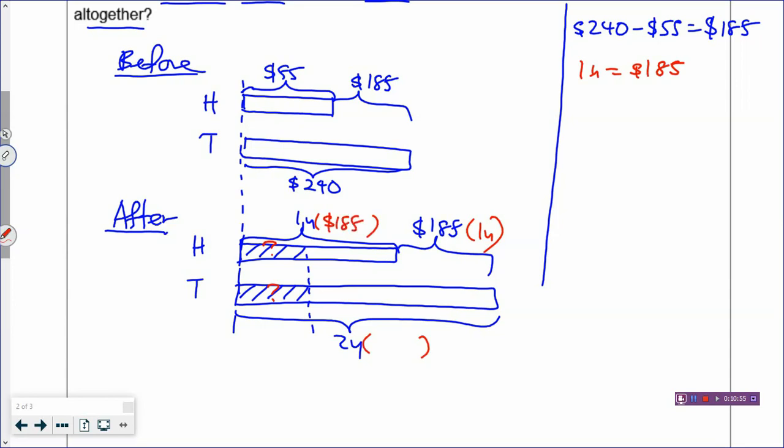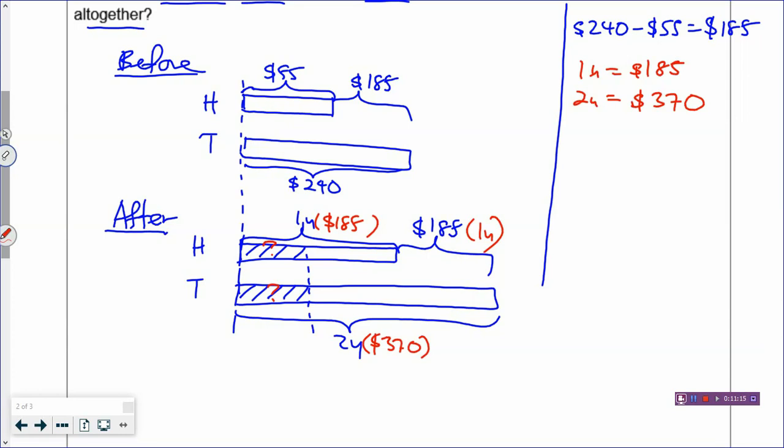So how much is 2 units? So 2 units will be 185, and you times 2. So 185 times 2, and you get $370. So which means that over here, Tim has $370 in the end. And then what do you do?